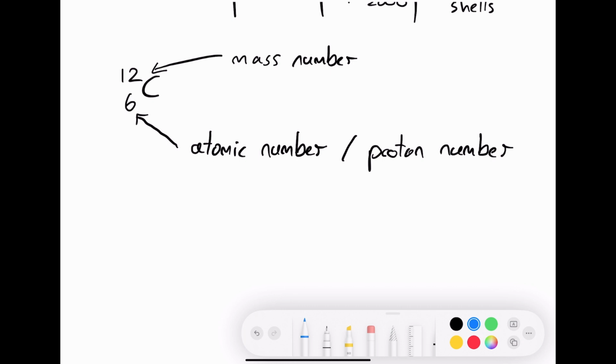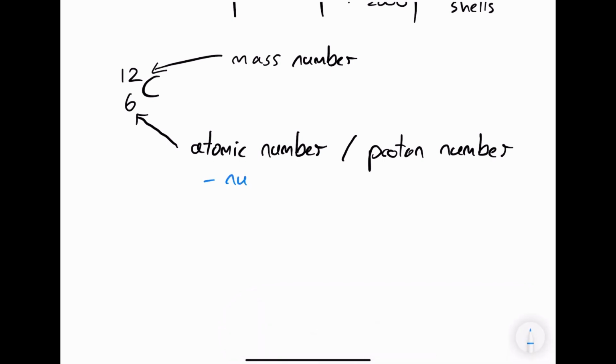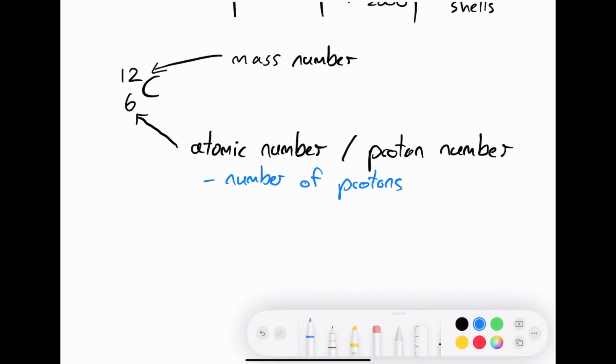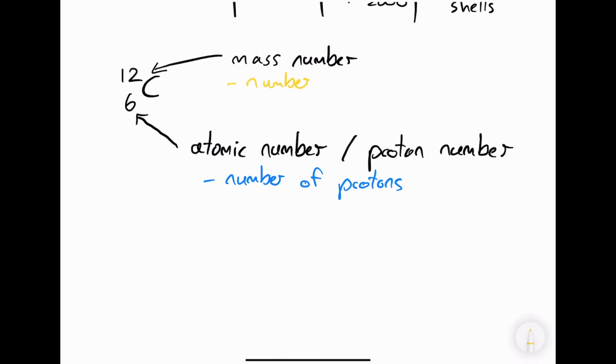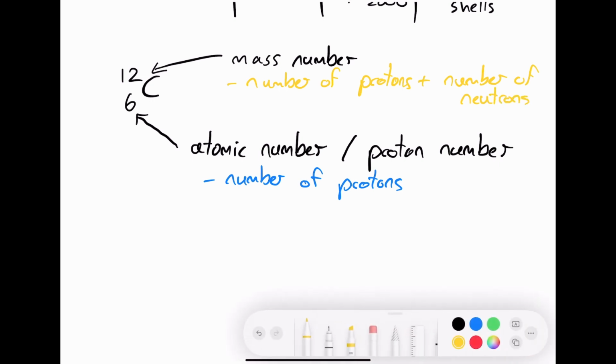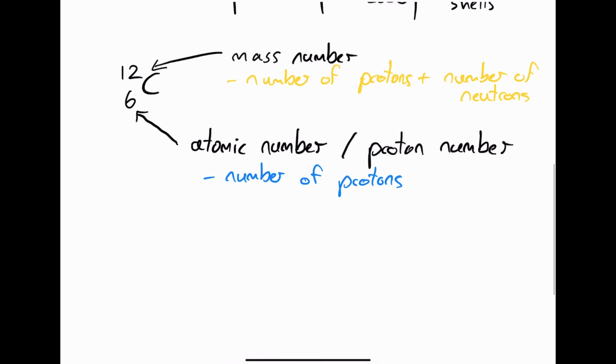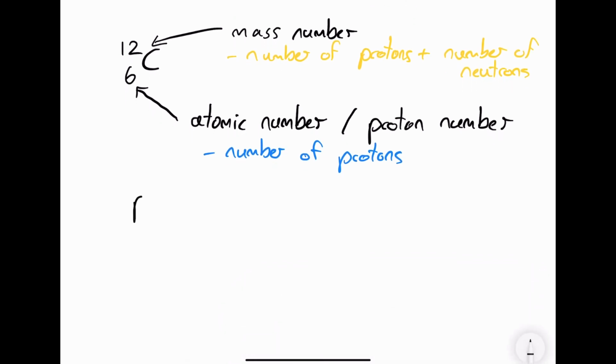Now the atomic number is the number of protons, and the mass number is the number of protons added to the number of neutrons. So if we look at this atom of carbon, we can see that it has 6 protons, and 12 take away 6 equals 6 neutrons.